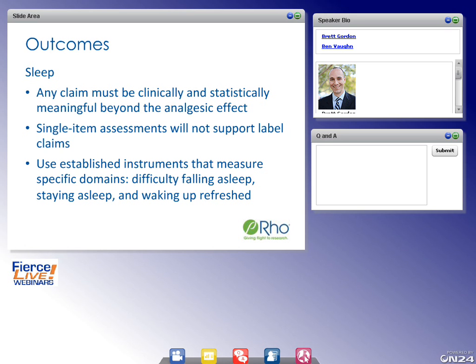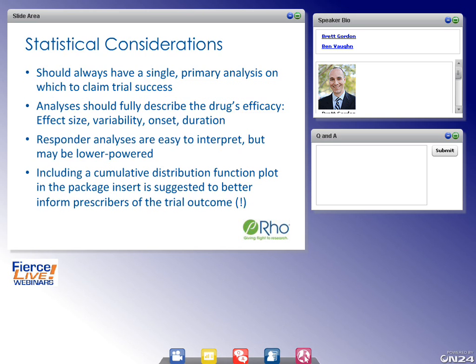So moving on to statistical considerations. The guidance here, again, has no surprises at all in a number of these things. Many of these that are spelled out here are what you'd expect from any well-controlled phase 3 trial. You should always have a single primary pre-specified analysis where you have a go, no go, we have success. That needs to be spelled out, and that's true for nearly any phase 3. The analyses should really describe the drug's efficacy in a complete manner: effect size, variability, onset, duration.